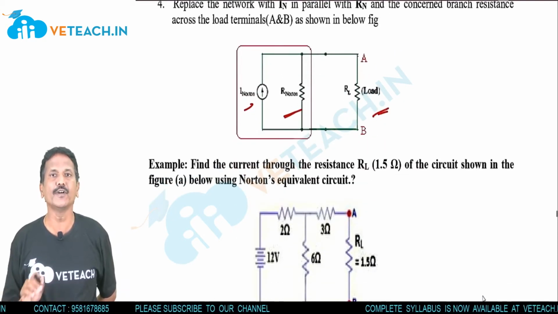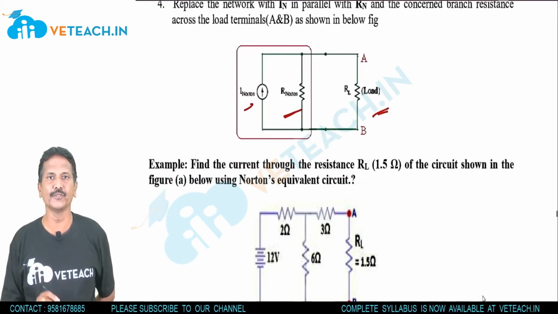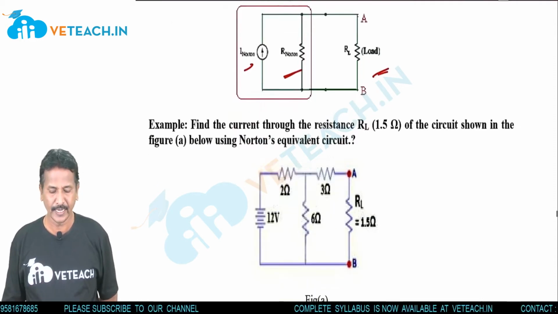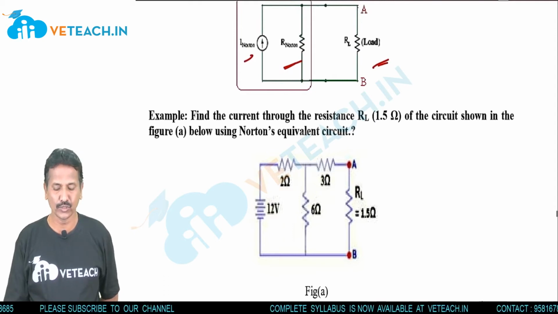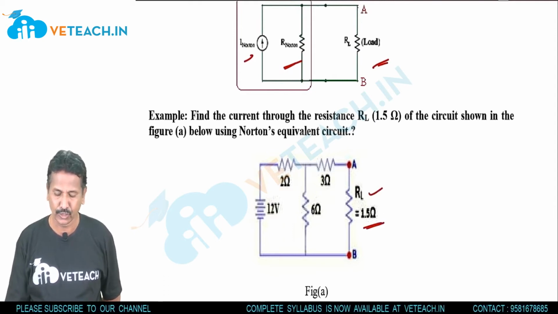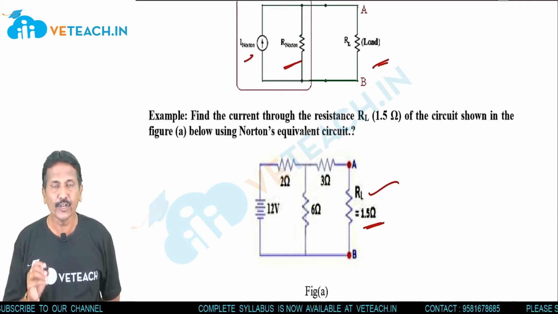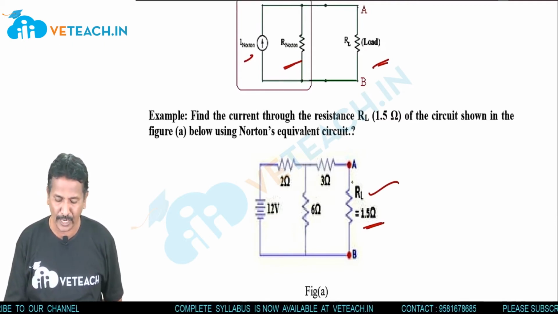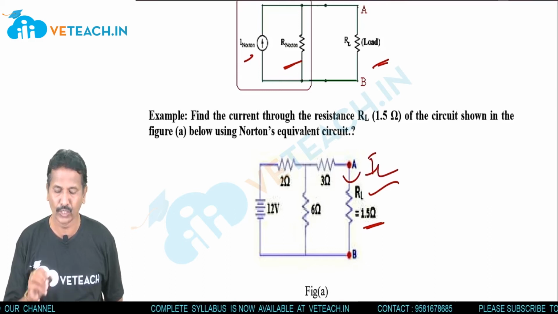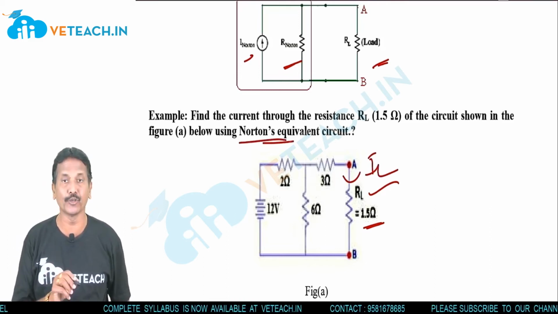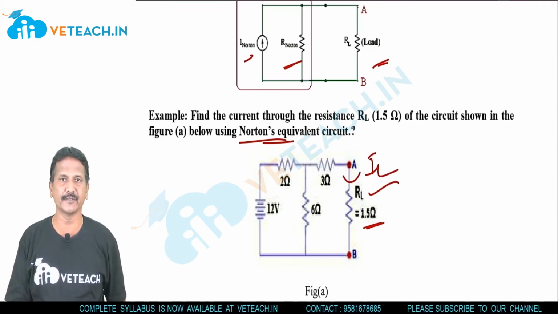Now we will solve one problem so that you can understand very easily. Right. Here, find the current through the resistance RL. Students, RL is nothing but the load resistance. Across the load resistance, what we have to find out? We have to find out the load current by using which theorem? Norton's theorem, not Thevenin's theorem. It is Norton's theorem here, right?